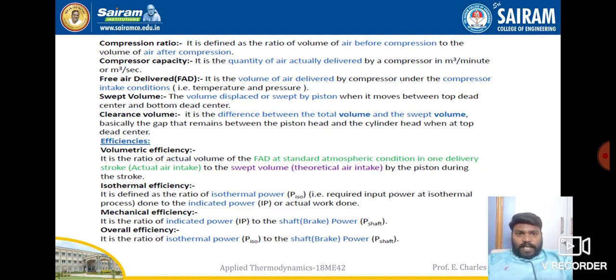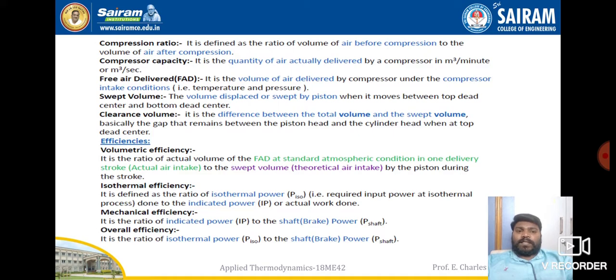And then second one is isothermal efficiency, ratio of isothermal power to the indicated power. So IP. So isothermal power divided by the indicated power will give you the isothermal efficiency. Mechanical efficiency, this is very easy because in any cylinder, working principle of these cylinders, you will find two different powers. So it is indicated power and brake power. So that ratio will give you the mechanical efficiency. So it is a ratio of IP to the BP is nothing but the mechanical efficiency.